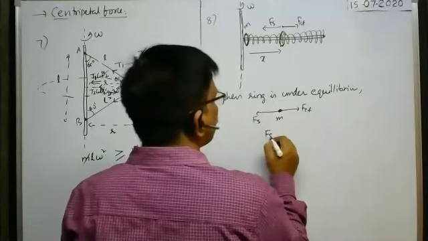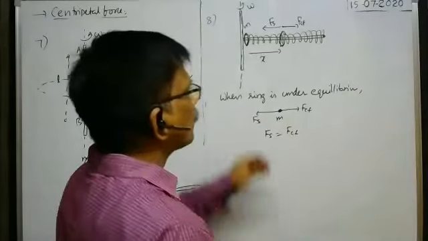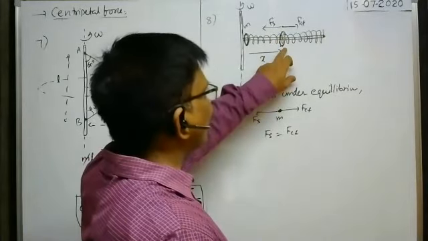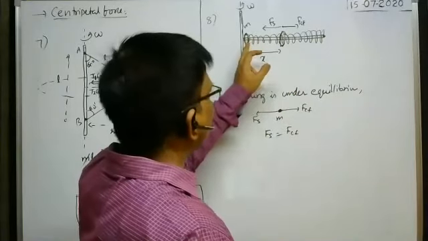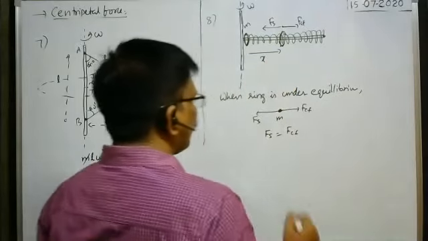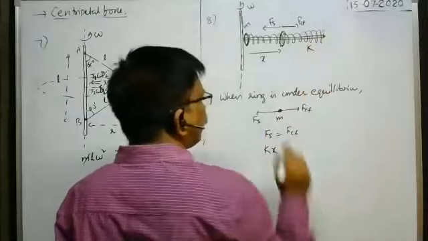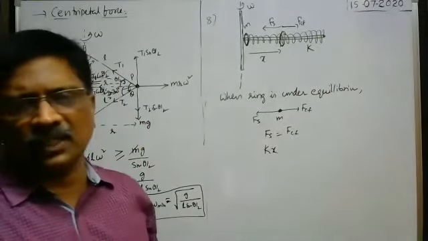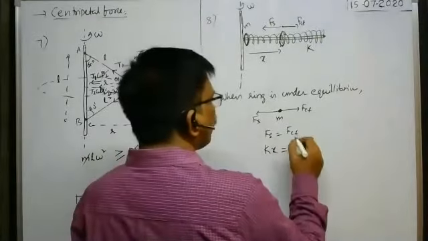Okay, Fs is equal to FCF. What about Fs, the spring force? Whenever this ring is under equilibrium, as the ring displaces through a length equal to x, the spring is compressed by x. That's why the spring force is equal to k into x, where k is the spring constant, or stiffness constant, or force constant of the spring. This is equal to the centrifugal force.